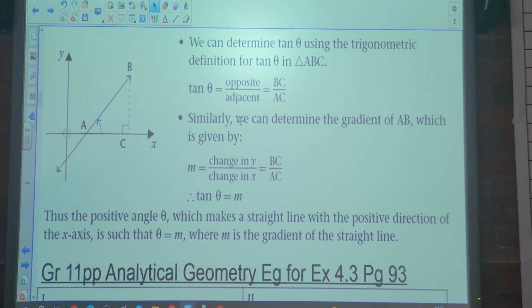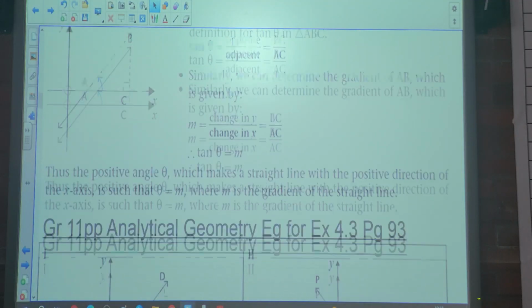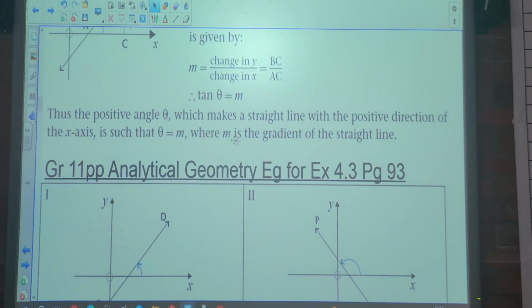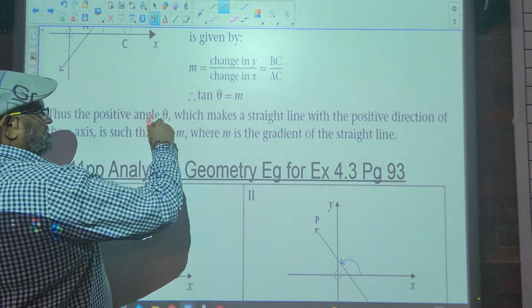So, we can determine tan of theta using the trigonometric definition, where theta is equal to angle ABC. Tan of theta is opposite over adjacent, which is BC over AC. Similarly, we can determine the gradient of AB by saying change in y over change in x, which is BC over AC. We therefore have tan of theta is equal to the gradient. Thus, the positive angle theta, which the straight line makes with the positive direction of the x-axis, is such that tan theta is equal to m.